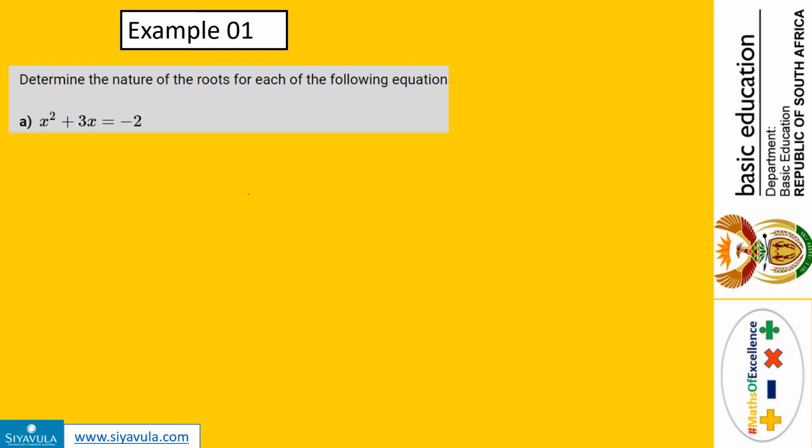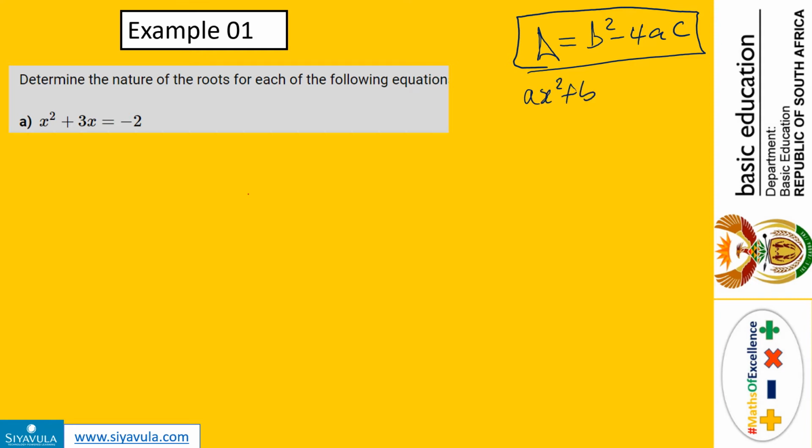The only thing that can help us to determine the nature of the roots is delta. Don't forget, delta is equal to b squared minus 4ac. In order to calculate delta, we must have a quadratic equation in the standard form ax squared plus bx plus c is equal to 0. So if your quadratic equation is not in this standard form, you first have to make sure that you put it in that standard form. Then you can calculate your delta.